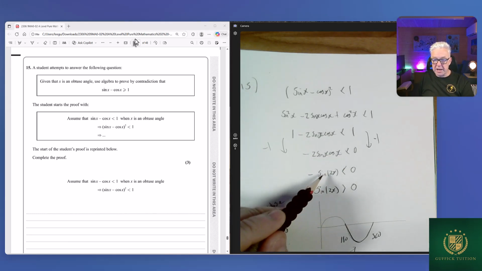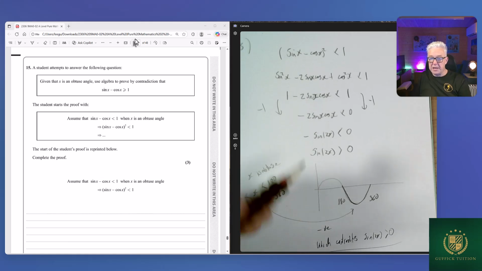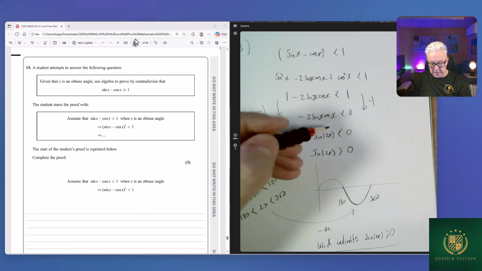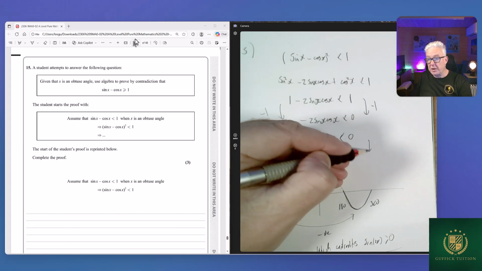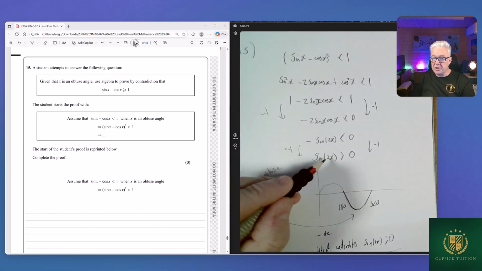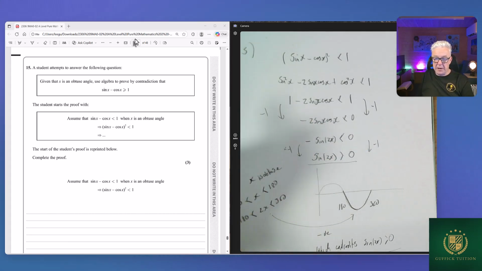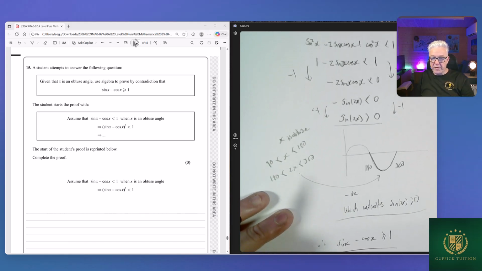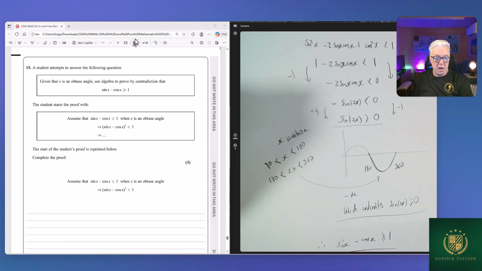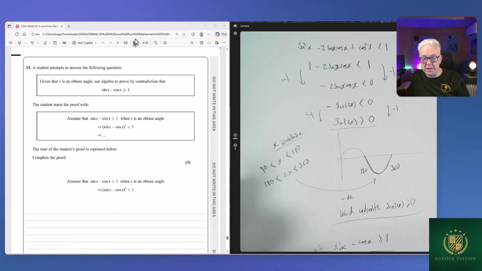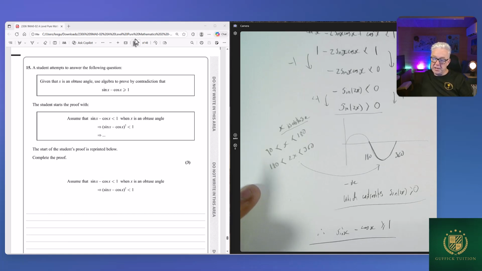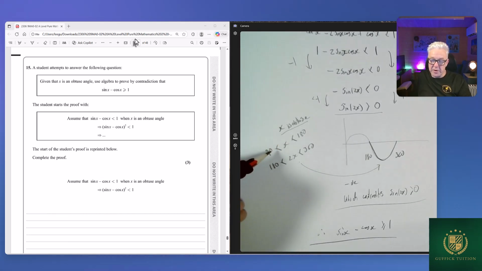2 sin x cos x is sin 2x. So that is minus sin 2x is less than 0. Multiply both sides by minus 1, just to get rid of that minus. And that gives us sin 2x is greater than 0. Okay. Now let's examine what we've got, because we're talking about our x is obtuse, they tell us. And obtuse means it's greater than 90 but less than 180. So if x is obtuse, it's less than 180 but greater than 90.